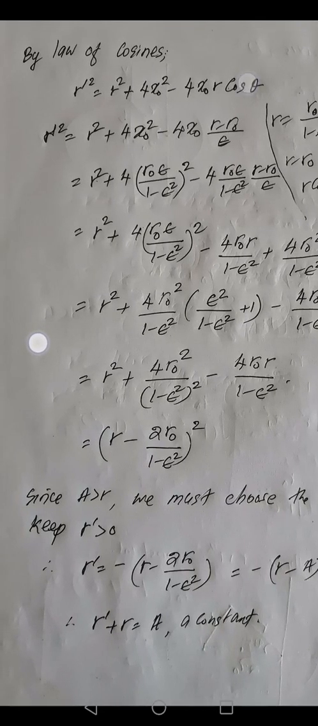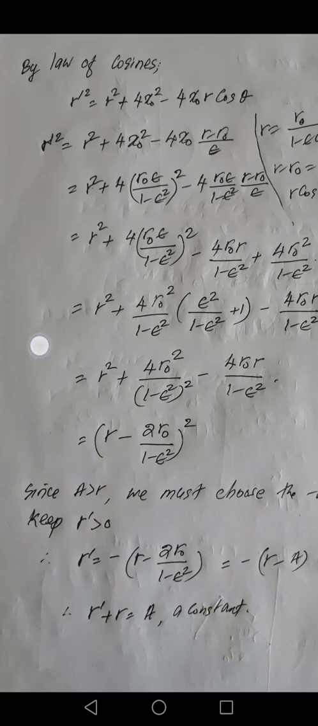What I am getting, this one, r prime square is equal to r square plus 4x0 square. So r cos theta is this value. And we know x0 is r0 epsilon by 1 minus epsilon square. That I am substituting next. R square plus 4x0 square is this one, minus 4x0 r by epsilon, then plus 4x0 r0 by epsilon. So rearranging and doing the calculation, what you will get is r minus 2r0 by 1 minus epsilon square, all square, that is r prime square.